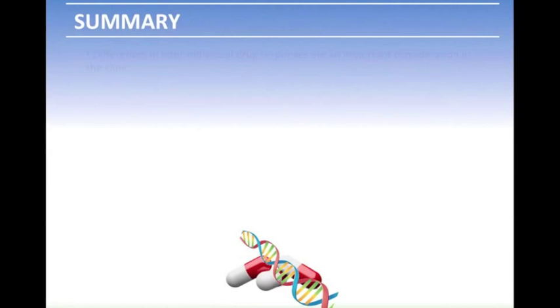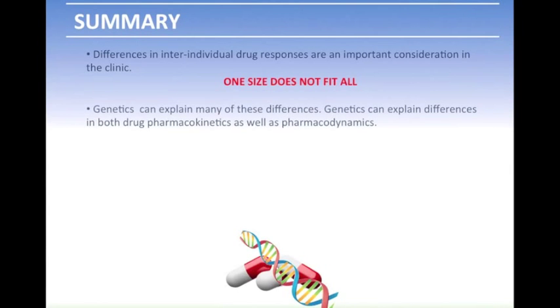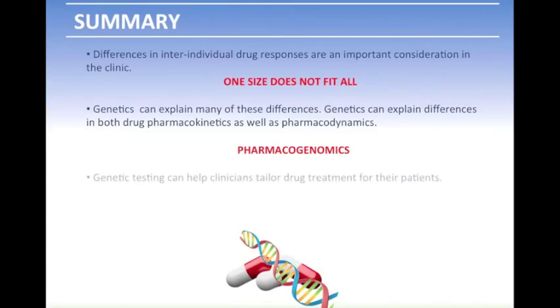In summary, we've discussed that there are many differences in inter-individual drug responses, and that this is an important consideration in the clinic. That is, one size does not fit all. Genetics can explain many of these differences. Genetics can explain differences in both drug pharmacokinetics as well as pharmacodynamics, giving rise to the field of pharmacogenomics. Genetic testing can help clinicians tailor drug treatment for their patients, thus helping enable personalized drug treatment.